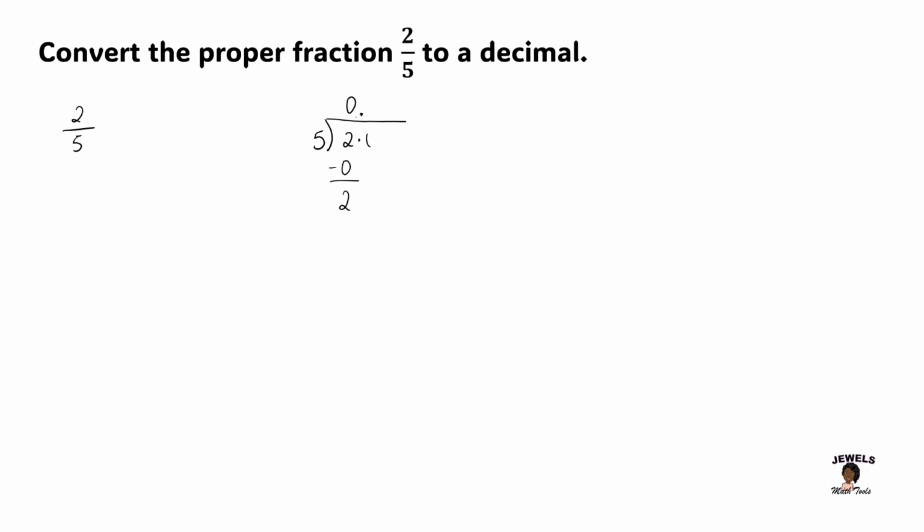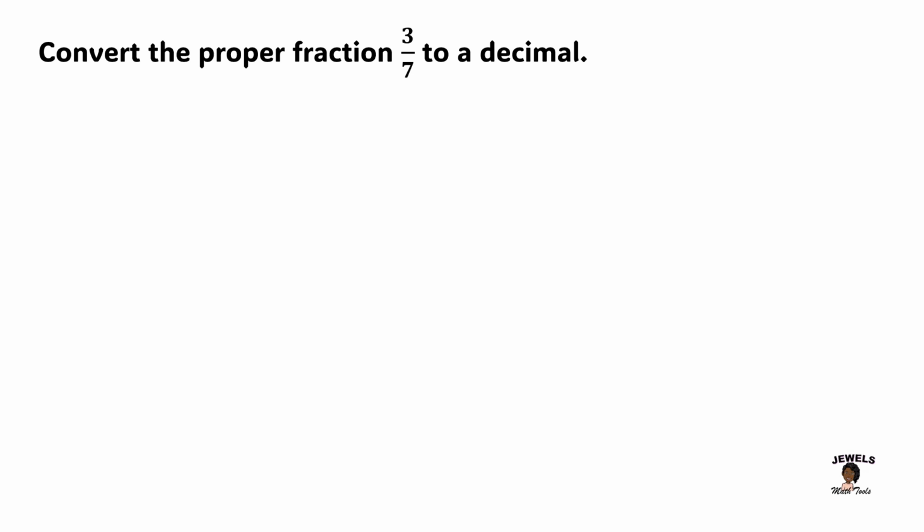So let's add in a 0 now, and we're going to bring down that 0 and change our 2 into 20. So 5 divides into 20 4 times. 4 times 5 is equal to 20, and 20 minus 20 is 0. So my fraction 2/5 when converted into a decimal number is equal to 0.4.